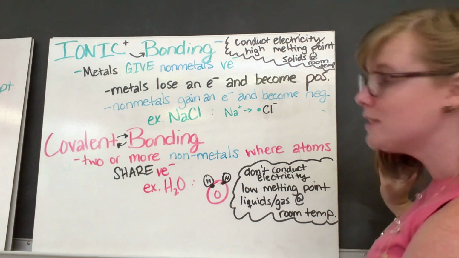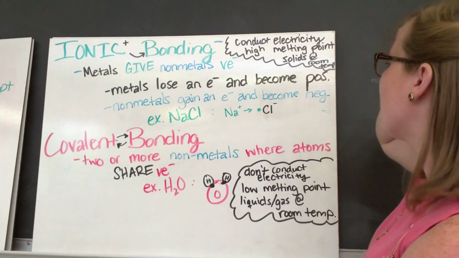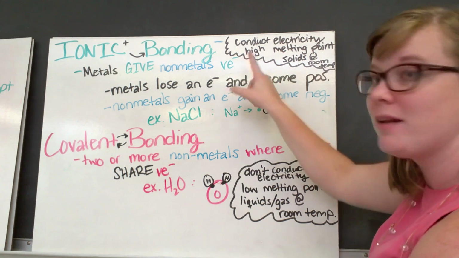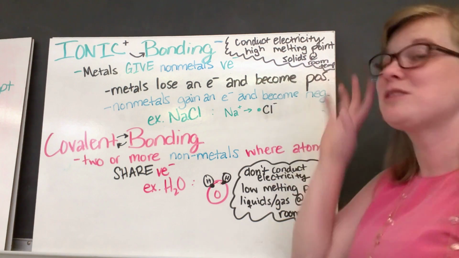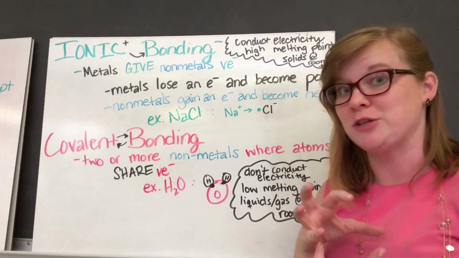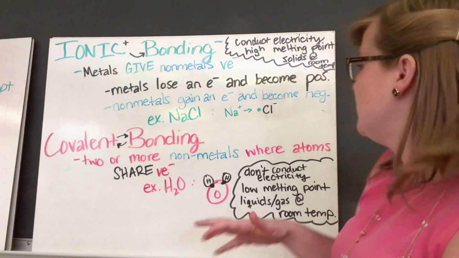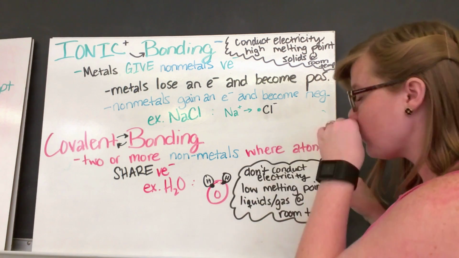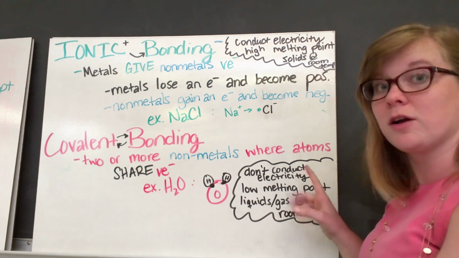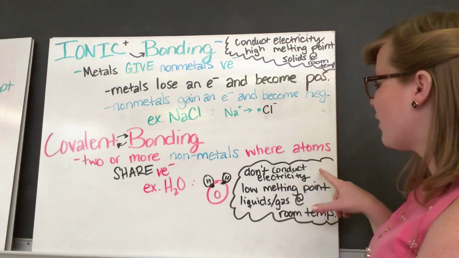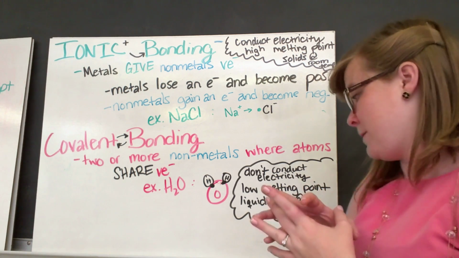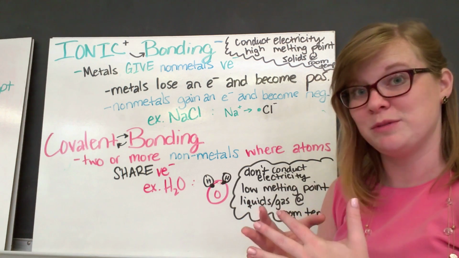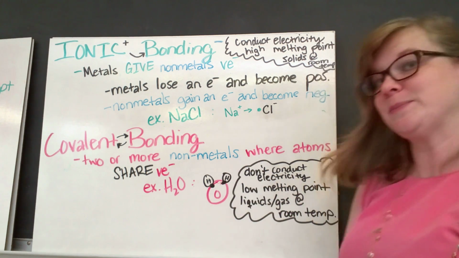So when we compare these two, this is what these bubble clouds are. These are comparisons, right? Compounds that are formed with ionic bonding are going to conduct electricity, they're going to have a high melting point, and they're typically going to be solids at room temperature, like table salt, right? Covalent bonds, or compounds formed through covalent bonds, are not going to conduct electricity. They've typically got a low melting point, and they're typically liquids and gases at room temperature, like water.